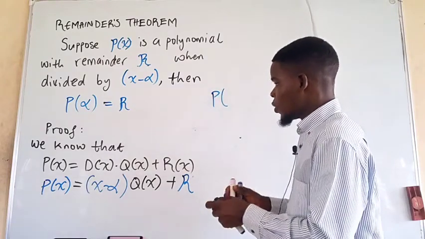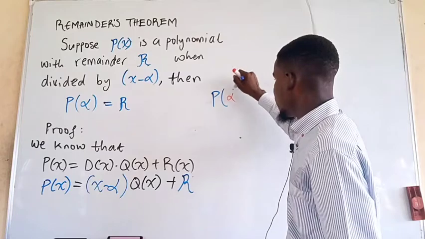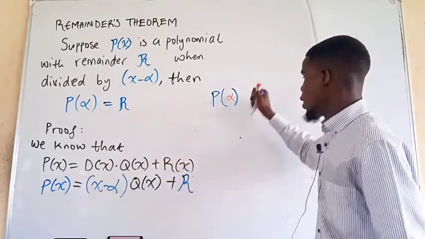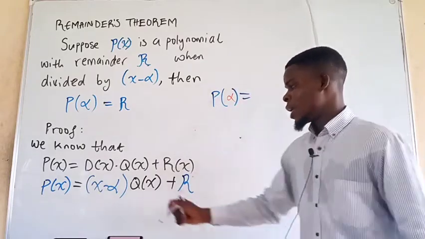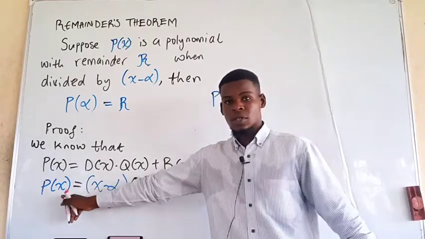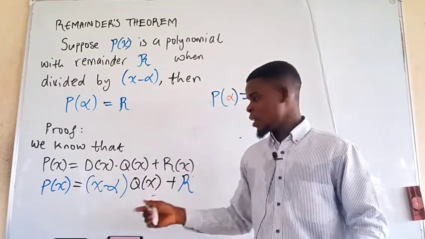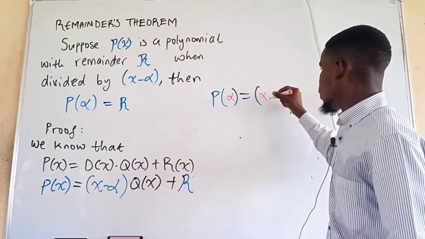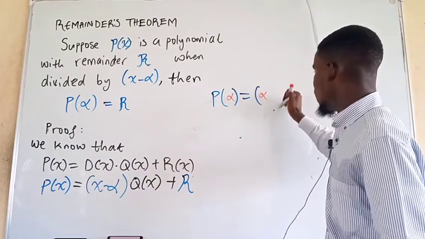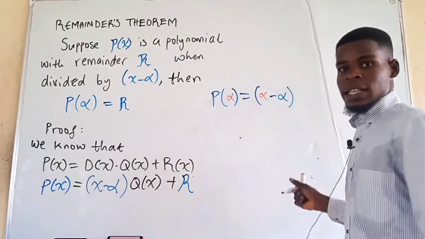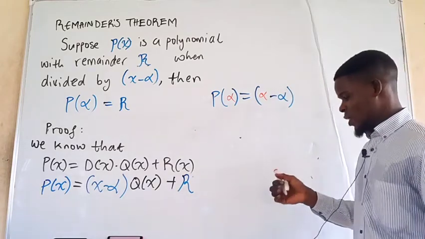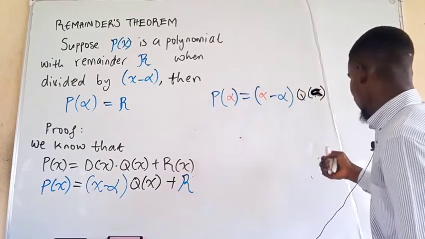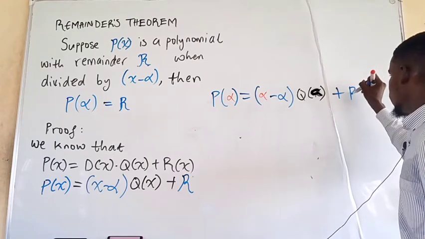So in place of x, you put alpha. That means when x is equal to alpha, since we are doing it to the left-hand side, we also do the same to the right-hand side. So in place of x over here, we are going to have alpha, and we subtract alpha from it, that is alpha minus alpha. Of course, you can see where we are heading. This is times q of x outside, and then we add r.